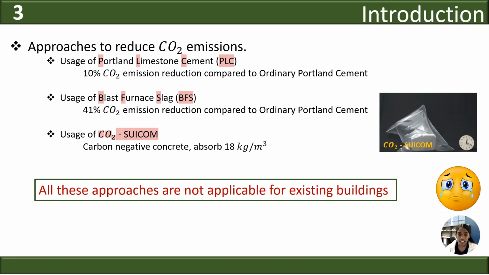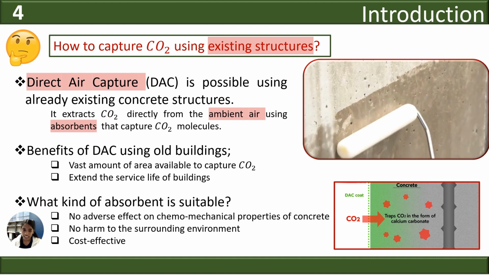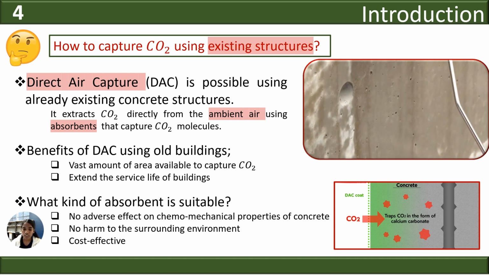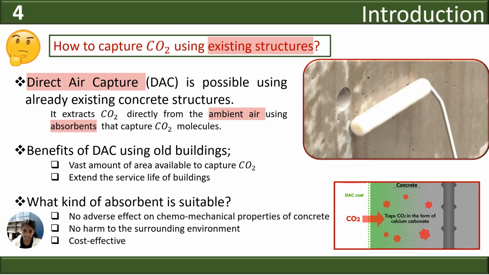There are many strategies to reduce carbon dioxide emissions, such as usage of supplementary cementitious materials and adapting carbon capture and utilization. However, all these approaches are not applicable for existing buildings, as we are living in the concrete jungles. It's better to find a way to capture the carbon dioxide using existing structures. Now our question is how to capture the carbon dioxide using existing structures.